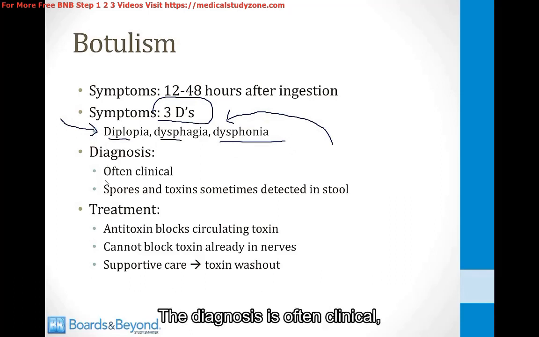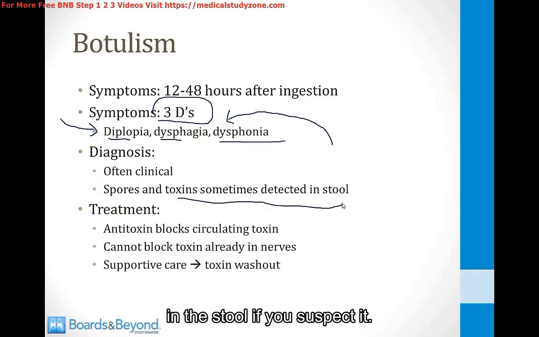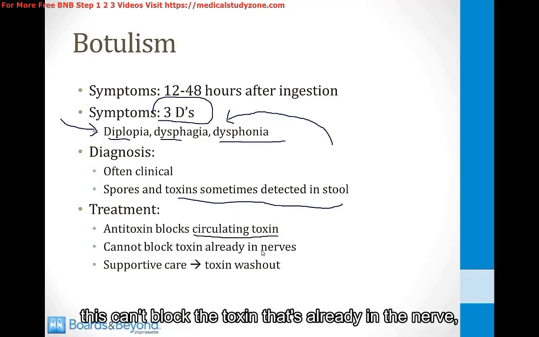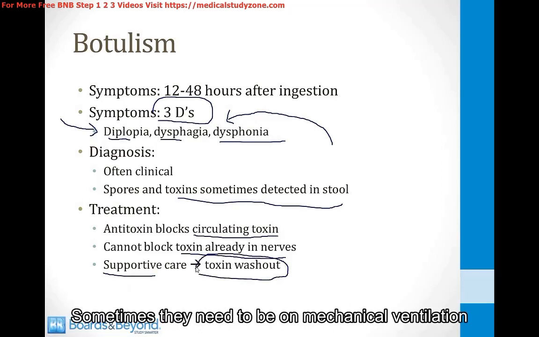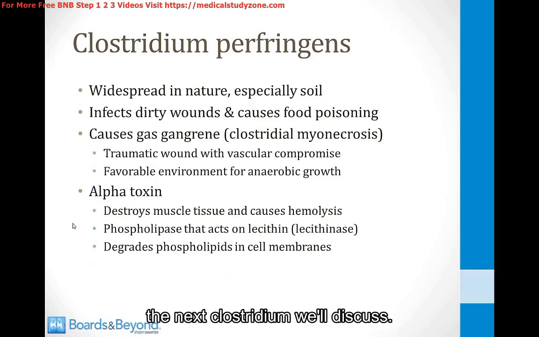The diagnosis is often clinical, but there are some toxins that can sometimes be detected in the stool if you suspect it. And the treatment is to give an antitoxin that blocks circulating toxin, but just like with tetanus, this can't block the toxin that's already in the nerves, so you have to support patients until the toxin washes out. Sometimes they need to be on mechanical ventilation or need other types of support until the toxin is gone from the body.